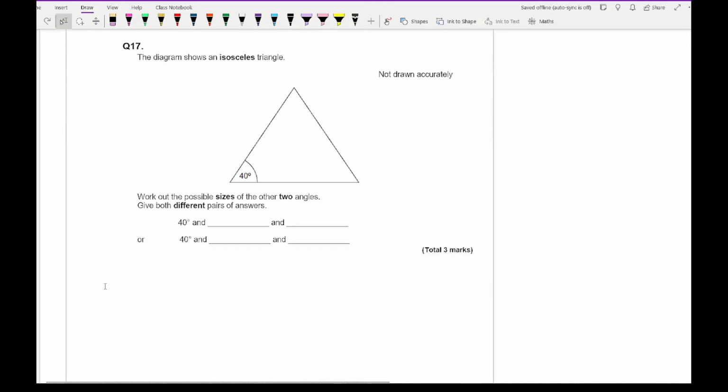Moving on to question 17, it says the diagram shows an isosceles triangle, and it says work out the possible sizes of the other 2 angles. Give both different pairs of angles. So for this, what you need to recognize is that either this angle here is also going to be 40, and therefore this angle here is going to be 100. Or the 40 degrees could be the unique angle, and these 2 angles could be the same. So this angle here is going to be 140 divided by 2, which is 70. So either these 2 angles here would be 70. And again, you can give those numbers in any order.